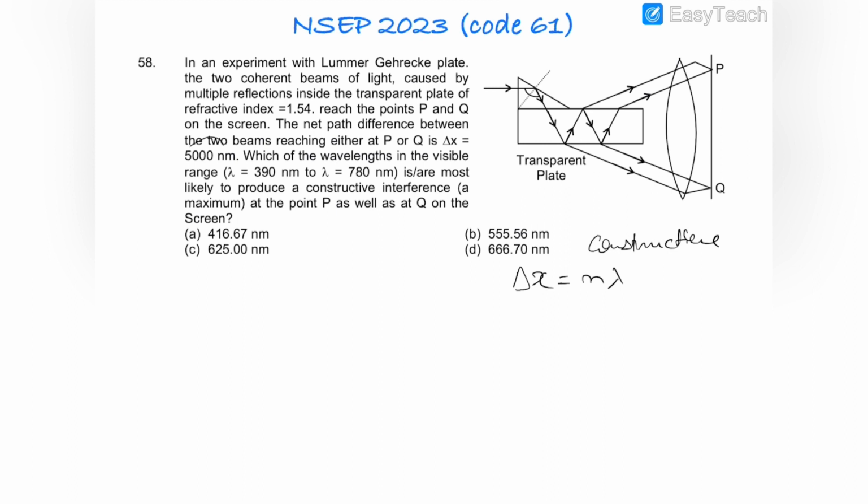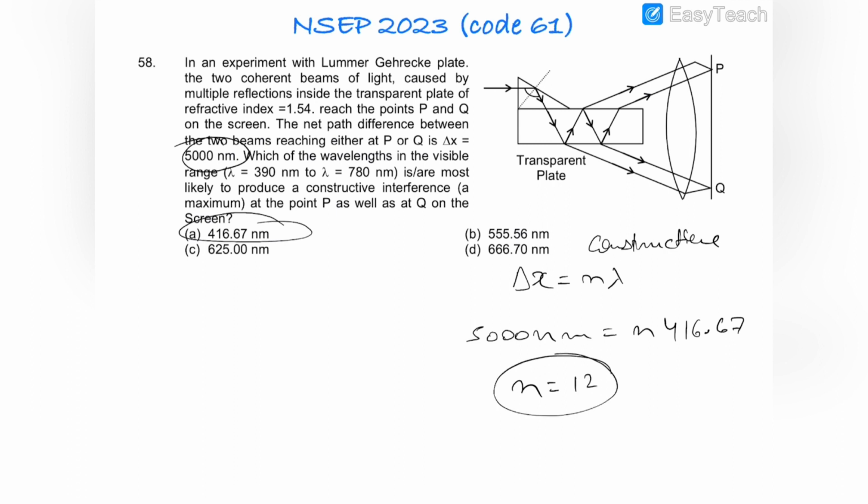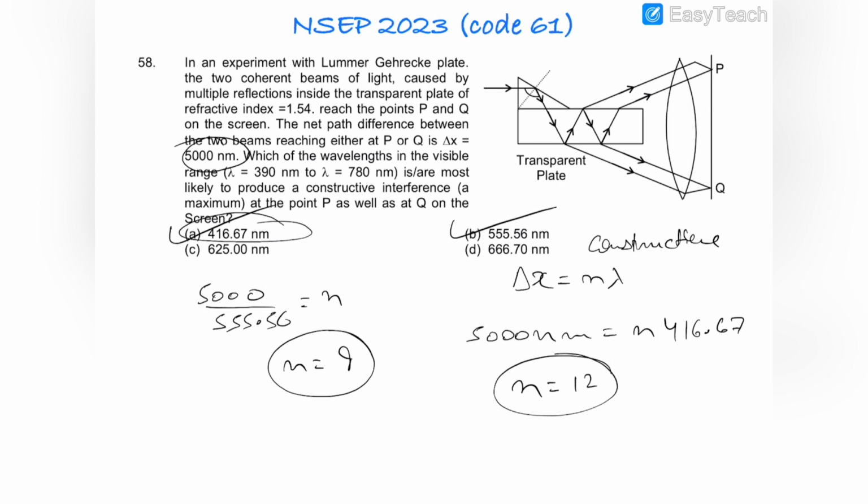So delta x is given as 5000 nanometers, and n is some integer, and lambda is, let us suppose this is lambda, so it is 416.67. So n will be equal to 12 in this case. So this is the correct answer because it is an integer. And 5000 divided by 555.56, in this case n would be equal to 9, and therefore it is a correct answer. And 5000 divided by 625, in this case n would be equal to 8.